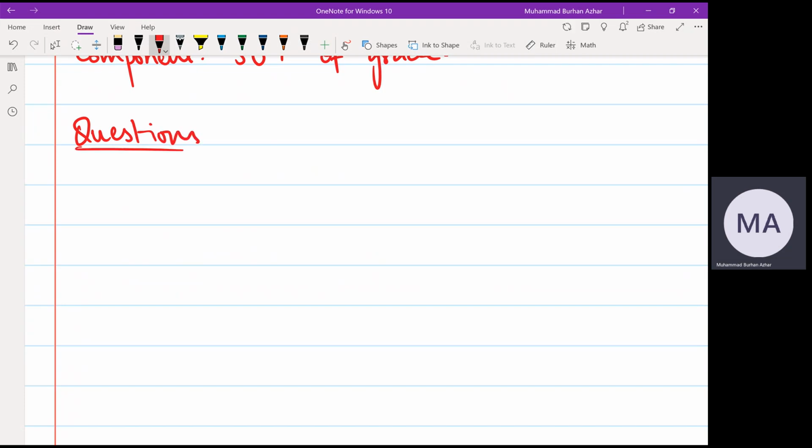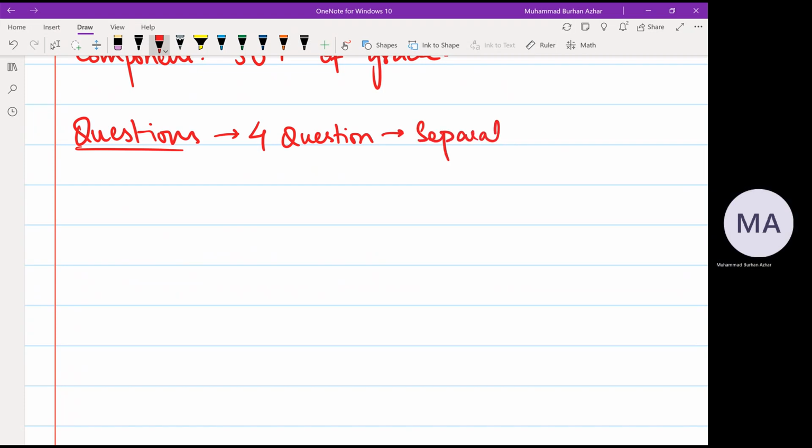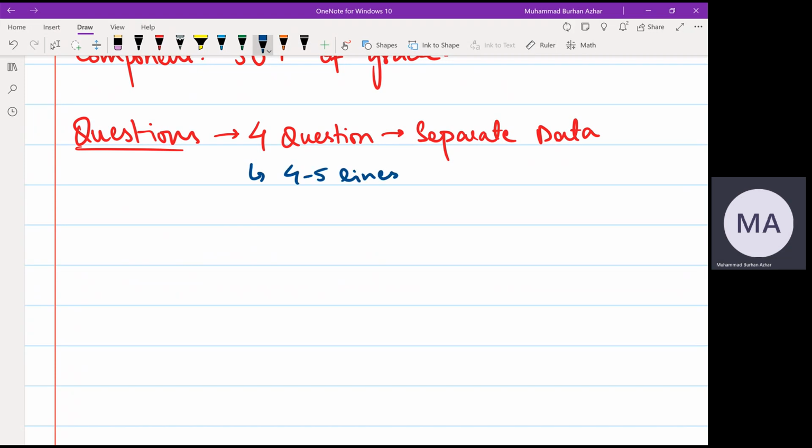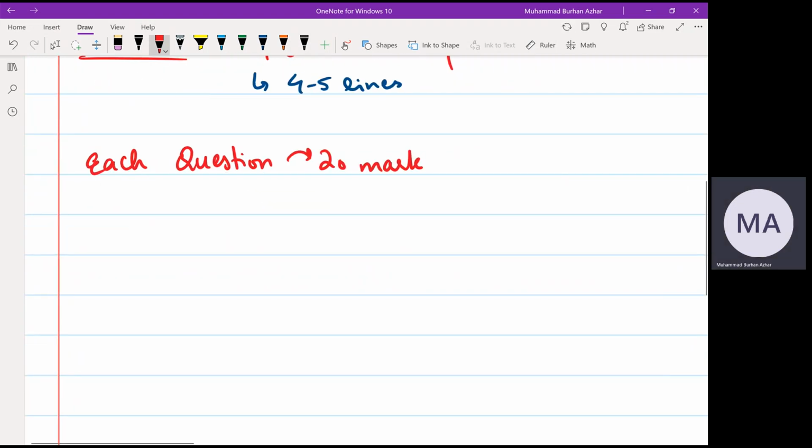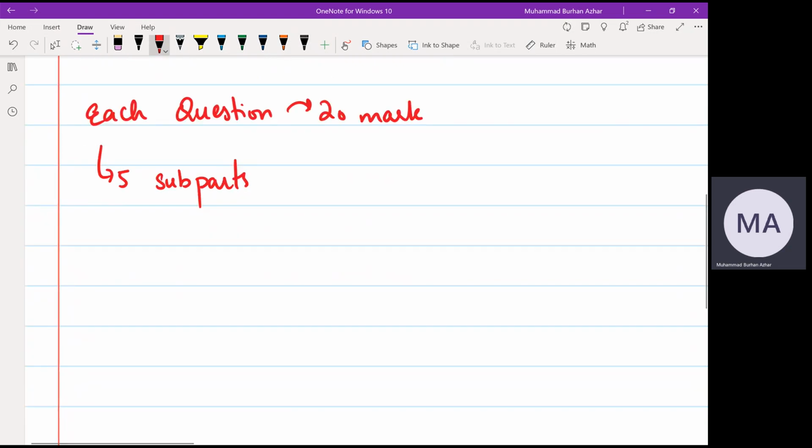So let's move on to talk about कि questions कितने आएंगे. So questions का format क्या होगा इस paper के अंदर. So you will be tested with 4 questions, और ये चारों questions will have a separate data. ये data would usually be of 4 to 5 lines का, और एक short सी case study होगी जिसके अंदर से you'll have to use that information and apply it to the questions. 4 questions का मतलब है कि each question would be of 20 marks, and each question is divided into 5 sub parts, और हम इन सारे parts को देखेंगे कि what are the demands for these parts and how you're supposed to answer these questions.